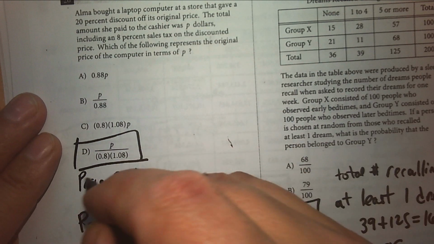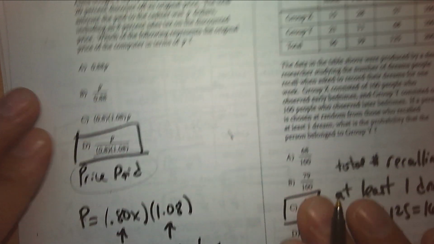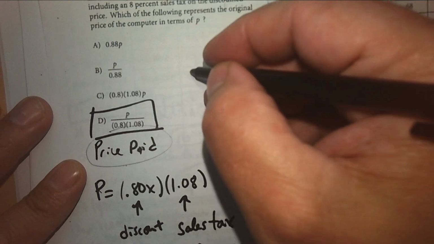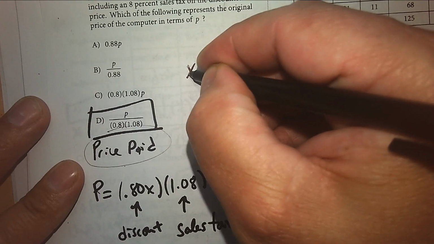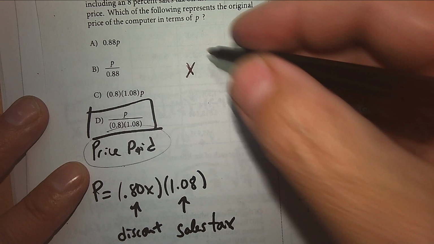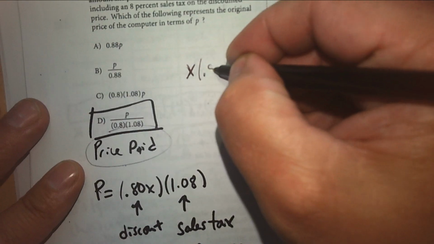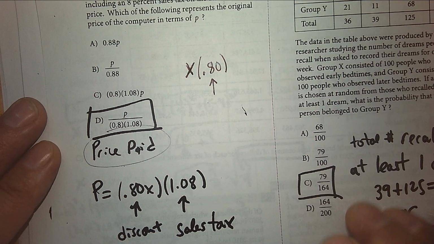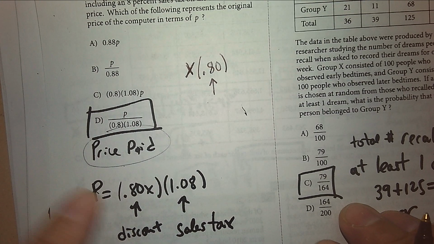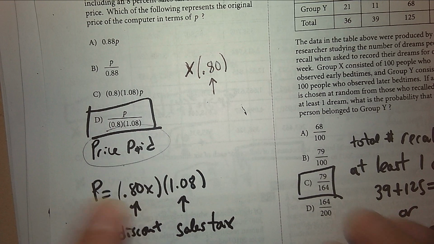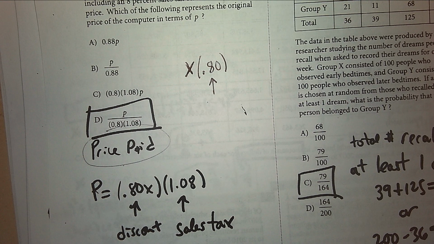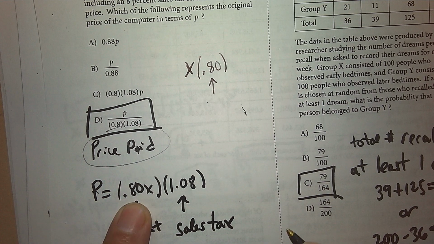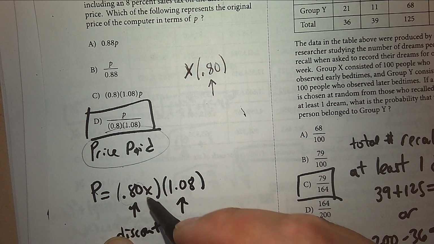So P is the price paid. So whatever X is, that's the original price. Now 20% discount, I don't want the discount. You know what I want instead? Is what remains. So what percent remains if you take off 20%? Can you see where 0.80 comes from? It's the other side, right? Not the part you take away, but the part that remains. So 80% remains.